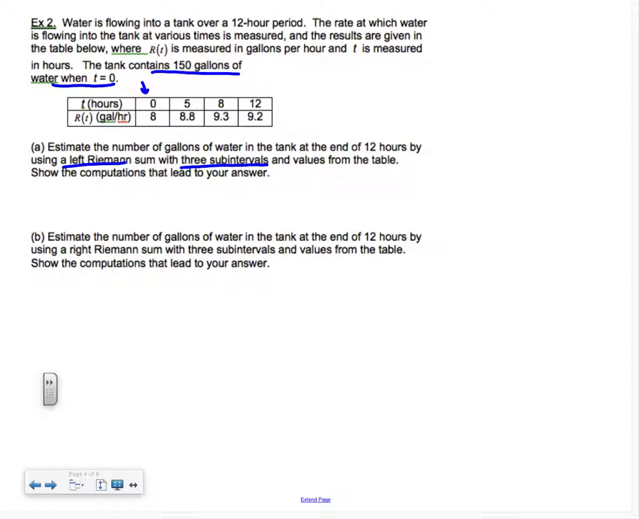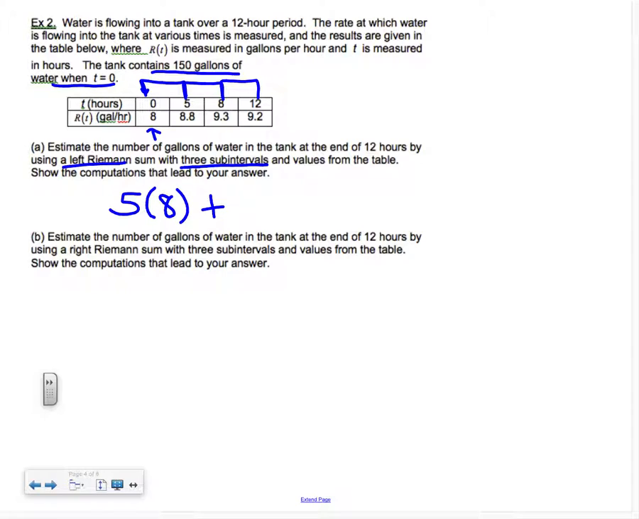So when I look at this, I don't have a lot of choice. I can go from 0 to 5, that would be 1 rectangle. 5 to 8 would be your second rectangle, and 8 to 12 would be your third. So they're not equal width, and that's fine. Okay, no problem. So from 0 to 5, the width of that rectangle would be 5. And I'm using a left Riemann sum, so my height of that particular rectangle is going to start on the left, so it's going to be 8.